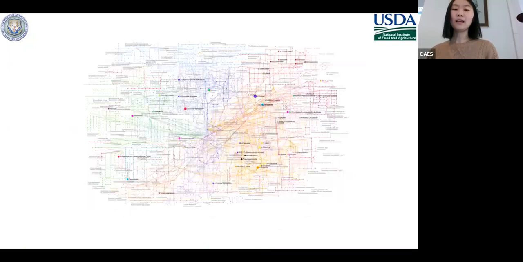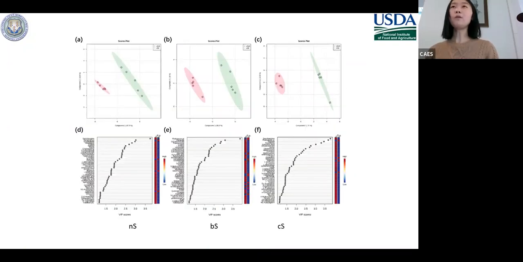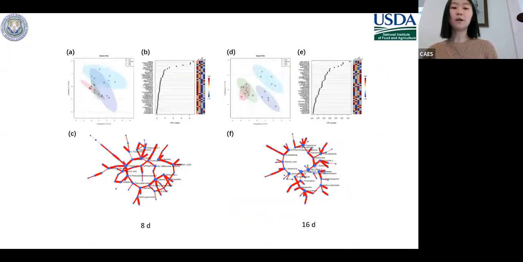What we did is we tried to include everything. So we have the factor of the treatment, I mean the different sizes: the nano size, the bulk size, the coated nano, and we also included the time factor. So we compared the changes of the metabolomic profile between 8 days and 18 days.